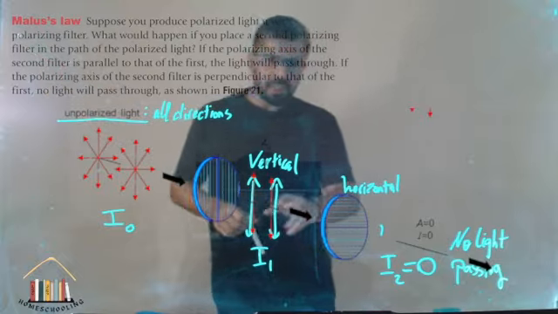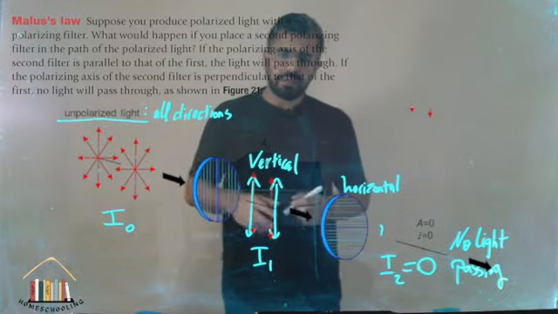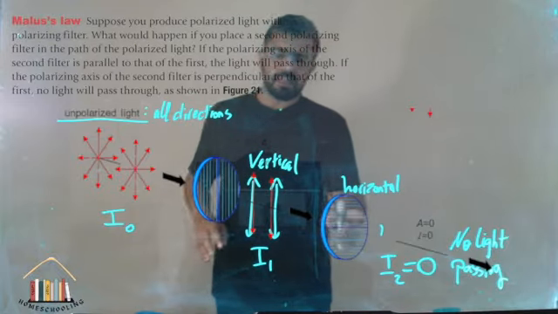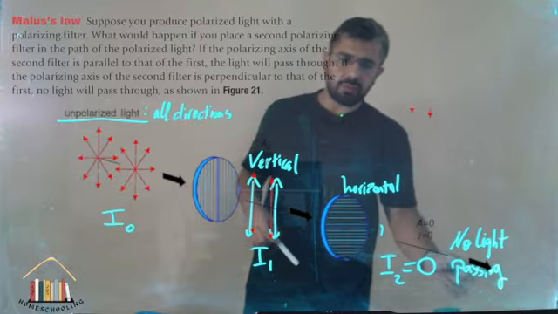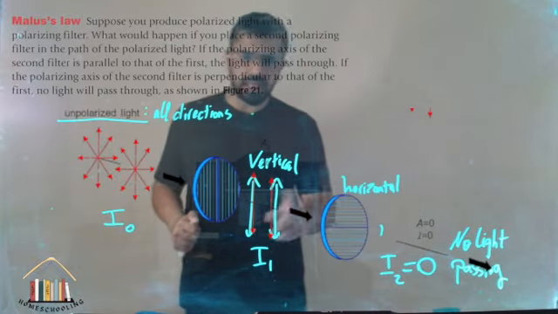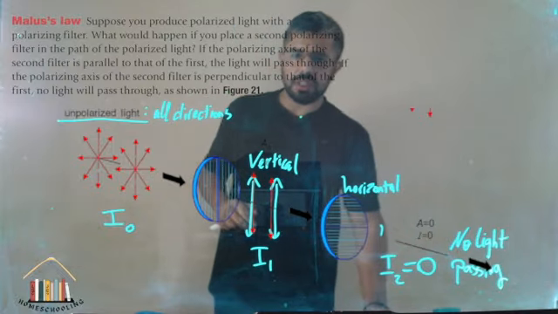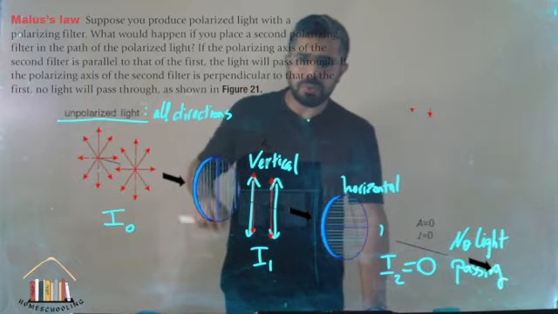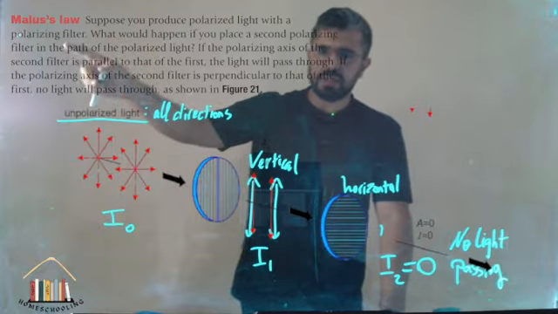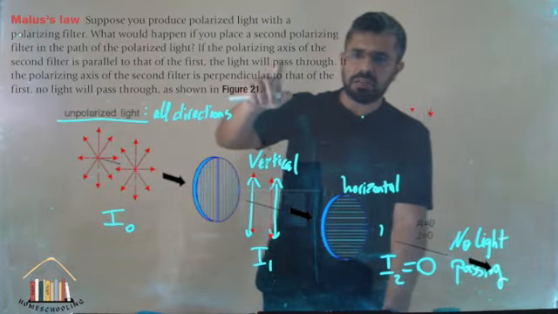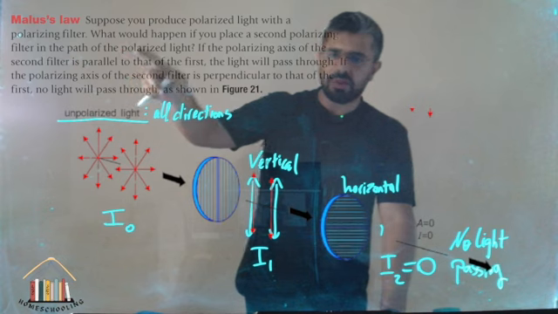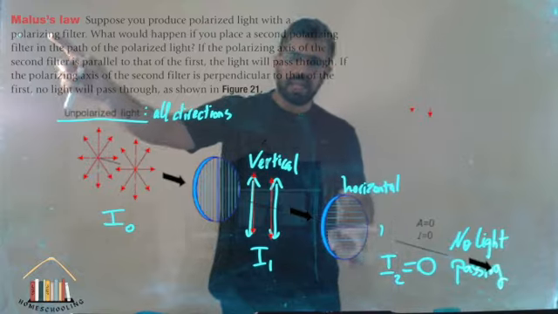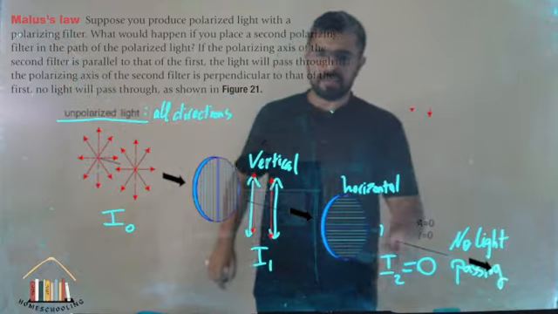If the two axes have a 90-degree difference in direction, no light will pass. Every time they are perpendicular to each other, no light will pass. Suppose you produce polarized light with a polarizing filter. What would happen if you place a second polarizing filter in the path of the polarized light? This question was asked by Malus. What if we add a second polarizer?